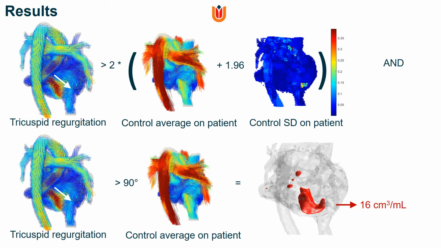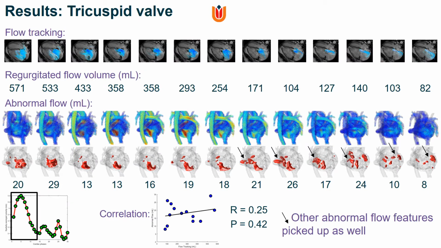And we performed volume rendering and quantification of the voxels where the velocity magnitude was higher than 2 times the upper boundary of the 95% confidence interval of the volunteers, and where the velocity direction deviated more than 90 degrees from the volunteer average. So here we look at a time series of tricuspid regurgitation and found that there was no correlation between flow tracking and abnormal flow, for the reason that the novel method also picks up abnormal flow in other locations.